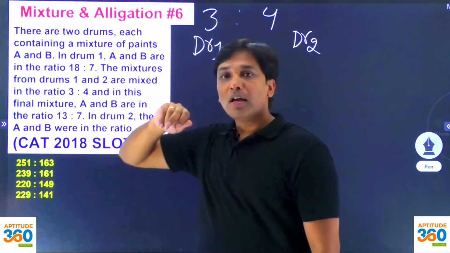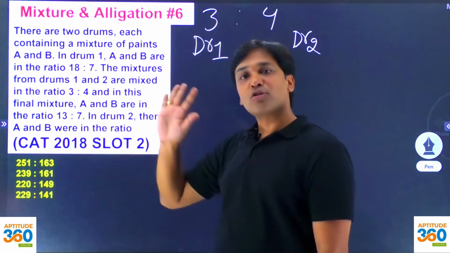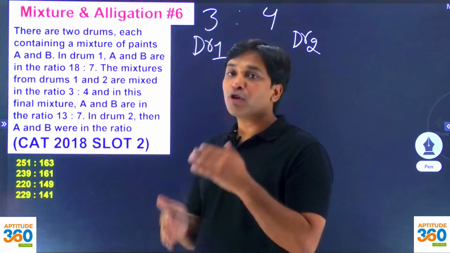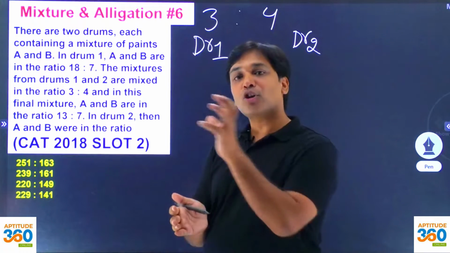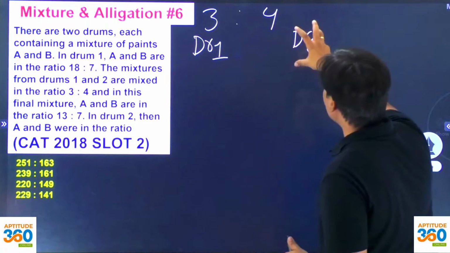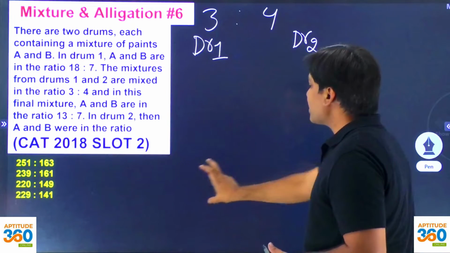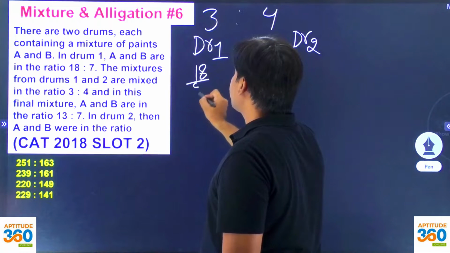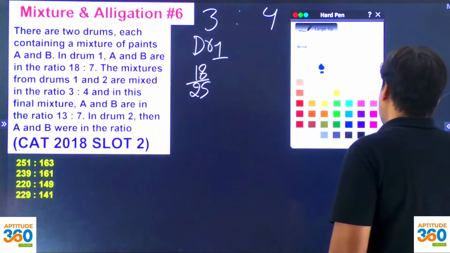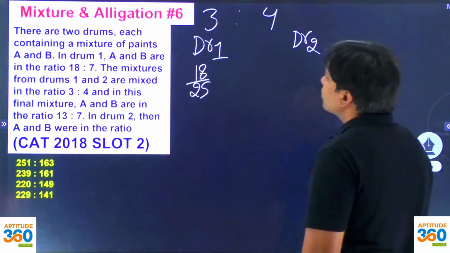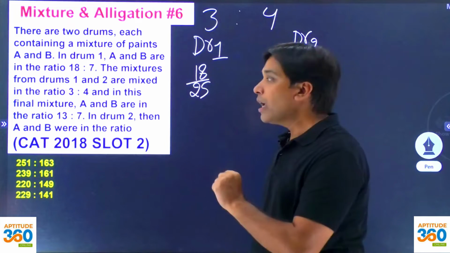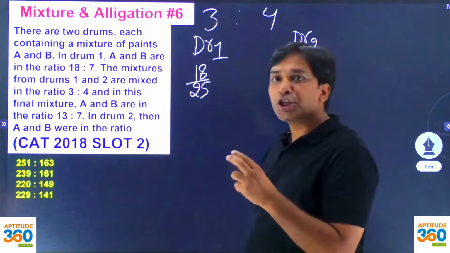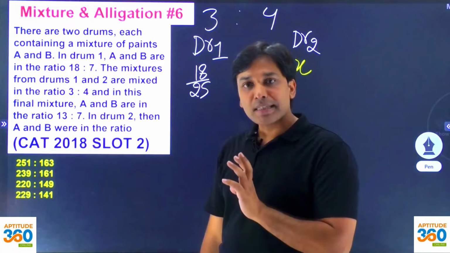So video number 4, all the problems like this are solved in video number 4. Now, what does this say? I told in video number 4 that you should be concentrating on either A or B. So I'm going to be concentrating on A in drum 1, A in drum 2, what is A in the mixture, and then in what ratio they are being mixed. So in drum 1, A is 18 by 25. How did I get this? 18:7 is given to you. So 18 plus 7 is 25. So that is the quantity of A in drum 1. How about drum 2? We don't know. Say the ratio of A in drum 2 is X.